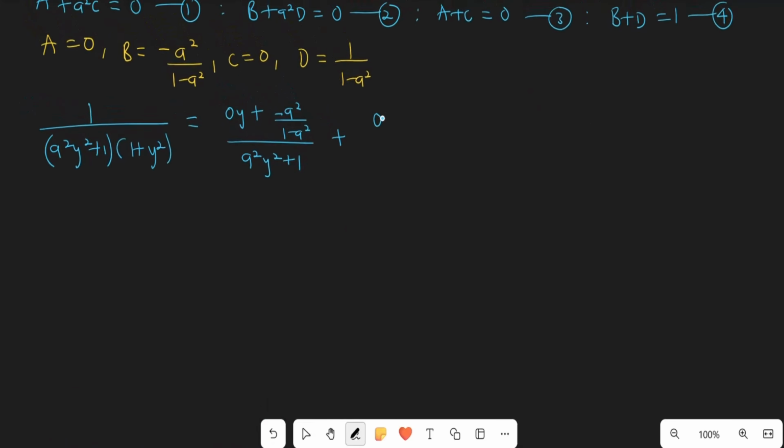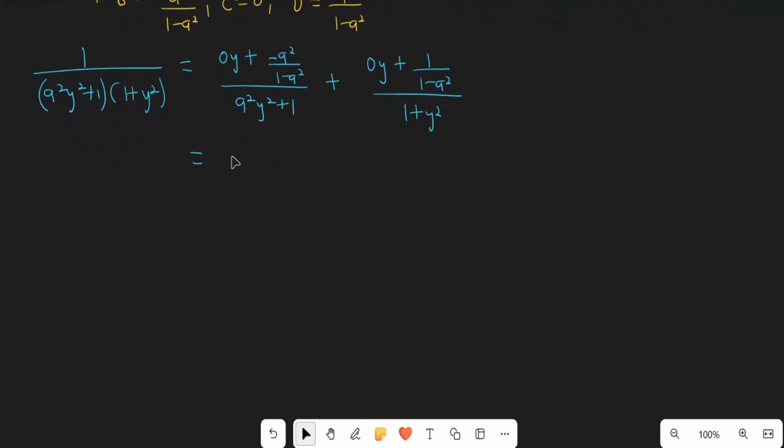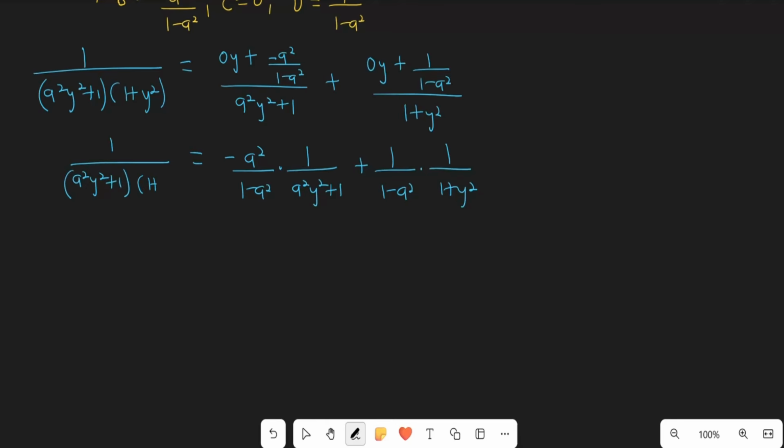C is 0, so we have 0 times y plus d, and d is 1 all over 1 minus a squared. All this one divided by 1 plus y squared. Alright, so this is the same as negative a squared all over 1 minus a squared multiplied by 1 all over a squared y squared plus 1, right, and then plus 1 all over 1 minus a squared multiplied by 1 all over 1 plus y squared. This is the same as 1 all over a squared y squared plus 1 multiplied by 1 plus y squared, like this.